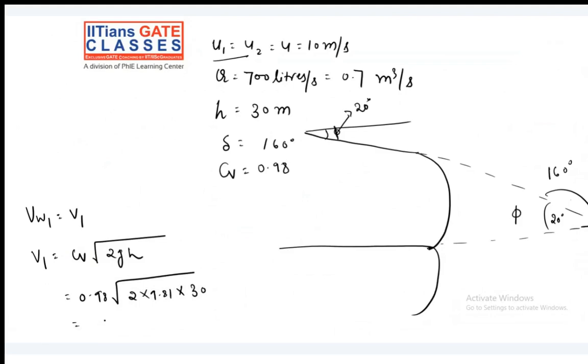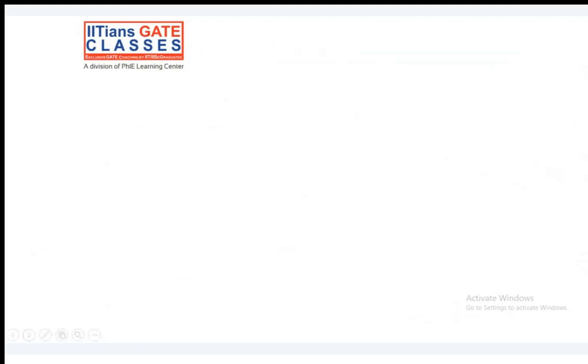V1 value is 23.77 meter per second. So one thing we know now is V1. Next thing is what is VR1? VR1 is V1 minus U1. This we know now.